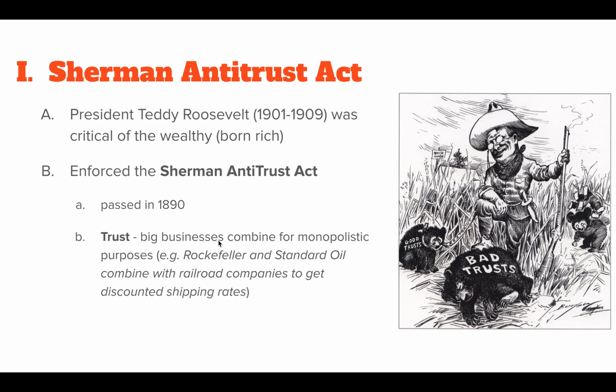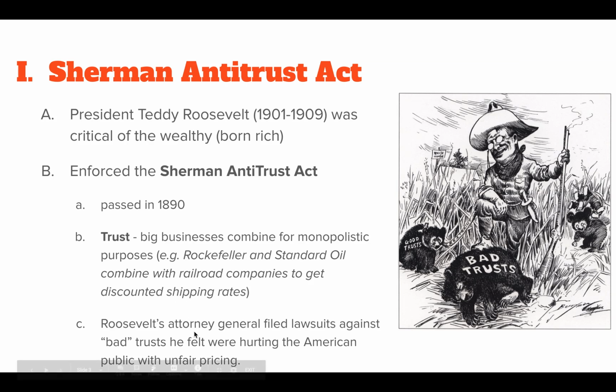A trust is a big business that combined for monopolistic purposes. For example, Rockefeller and Standard Oil combined with the railroad companies to get discounted shipping rates. That was a way of forming a trust. When Roosevelt got into power, he had his attorney general file lawsuits against these bad trusts because he felt they were hurting the American public mainly through unfair pricing. They were working just like monopolies, and because they controlled the supply, they could control the price, and this hurt the public.